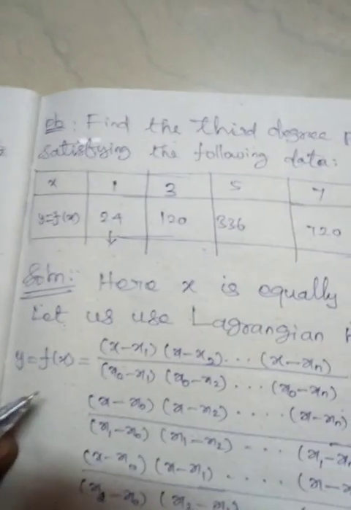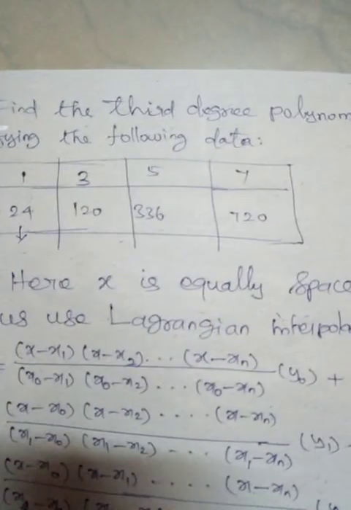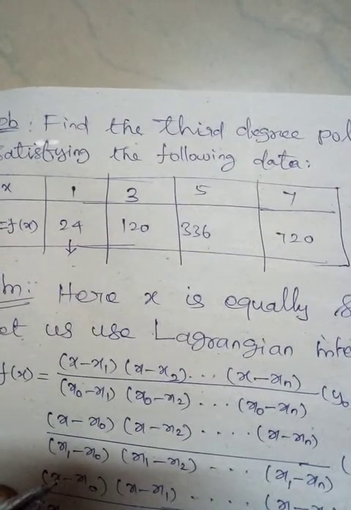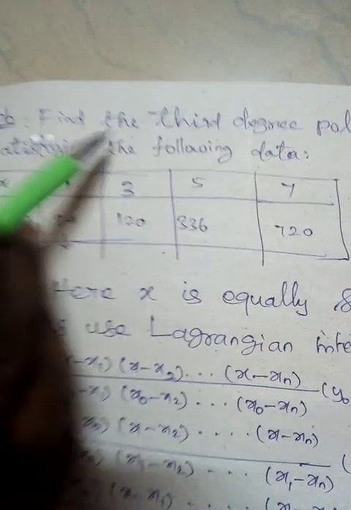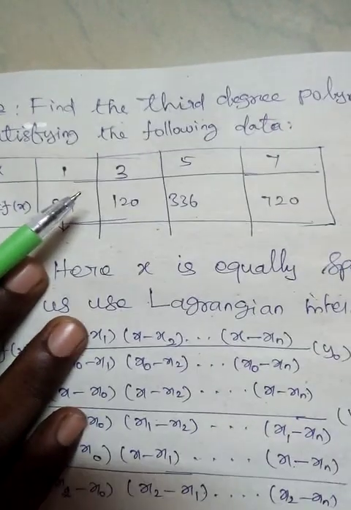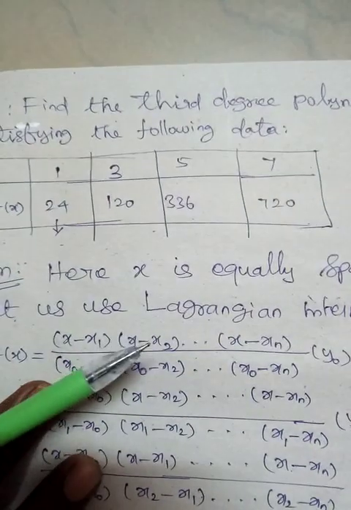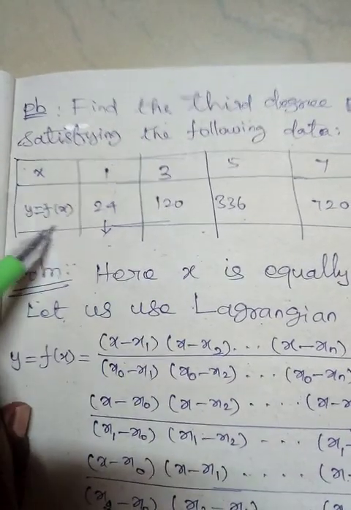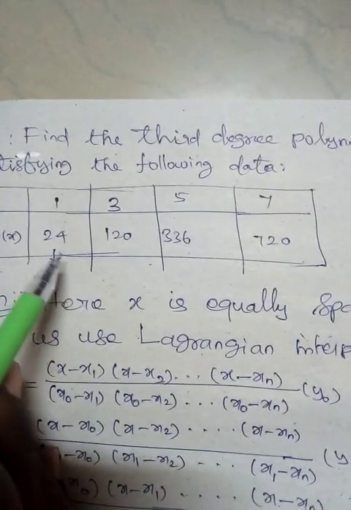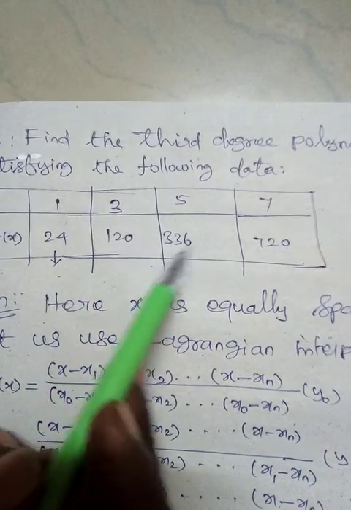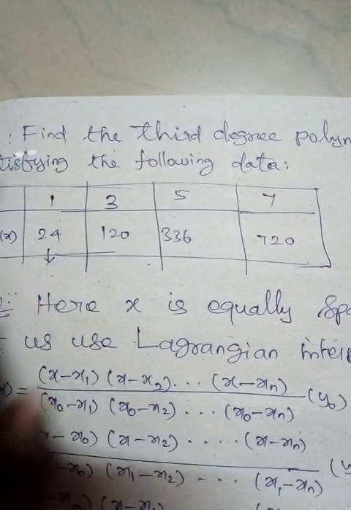Find the third degree polynomial of f of x for the given data. So see the problem here, x: 1, 3, 5, 7. So for x there are 4 values we are given. Then y, that is f of x. Similarly the corresponding y values we are given: 24, 120, 336 and then 720. So this is the given problem.